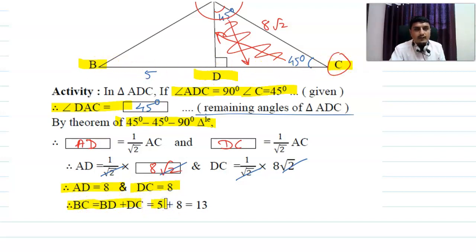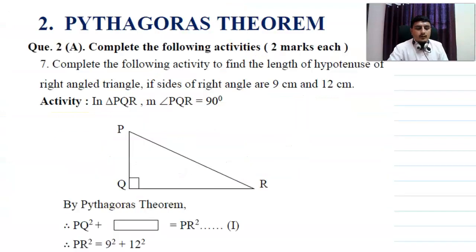BD value we have given as 5, and DC value we are getting here is 8. 5 plus 8 we have 13, so the value of BC we have here is 13. Look at the activity number 7 from question 2a.